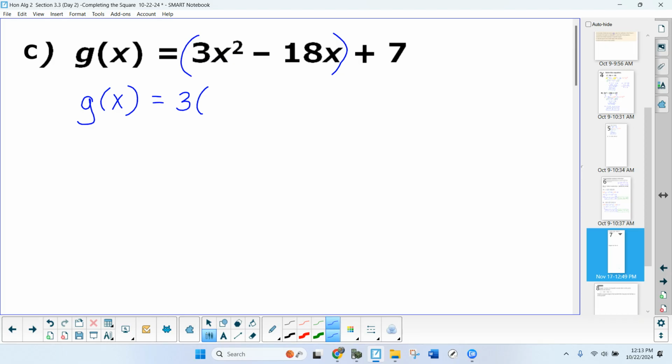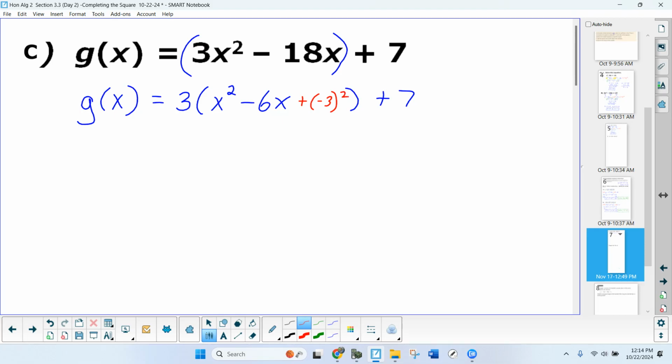So when I take 3 out of here, what do you guys have left? X squared minus 6x. I'm going to leave some space, plus 7. Okay, is everybody okay with what I did so far? Just factor out a from just the first two terms. Now we're going to complete the square. What's half of negative 6? Negative 3, and we're going to add negative 3 squared.